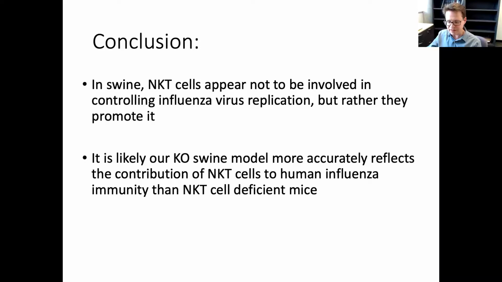Another reason is that mouse strains used for flu studies and NKT cell studies usually develop much more severe respiratory disease after influenza infection compared to pigs due to these differences in antiviral immune defenses. So because pigs are immunologically more similar to humans than mice, we think it's likely that our knockout swine model more accurately reflects the contribution of NKT cells to flu immunity than the NKT deficient mouse model.